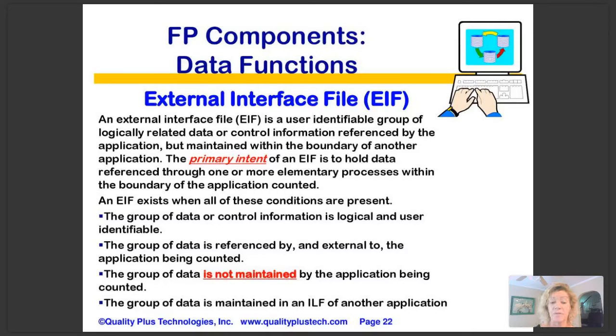An EIF is a group of data or control information that is logical. It can't be code tables. Code tables can't be ILFs. They can't be EIFs. They can't be EIs, EOs, EQs. Code data doesn't count for anything. So an EIF exists when all of these things hold: the data or control information is logical and user identifiable, it's referenced by, and sits somewhere else than, the software that we're counting. The group of data is not maintained by our application, and the group of data is somewhere else as an ILF.